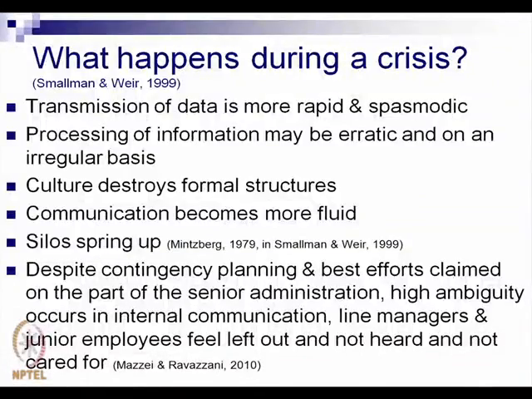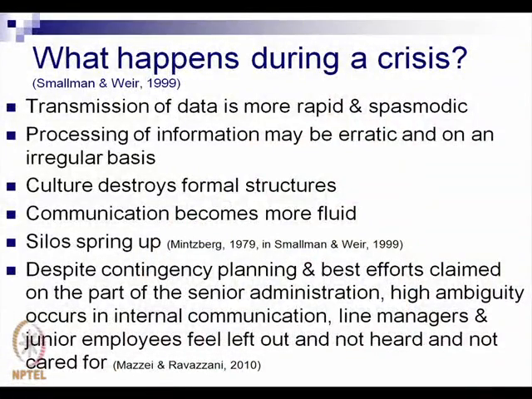Culture destroys formal structures. If it is a very vertical organization, the formal channels of communication are destroyed because of the organizational culture. Communication becomes more fluid. It leaks from various places. It doesn't move in the direction it's supposed to move. Silos spring up. Silos are these closed networks of people, these cliques. People just get together with people they feel most comfortable with, and those networks or cliques spring up, especially because of the ease of communication within the cliques.